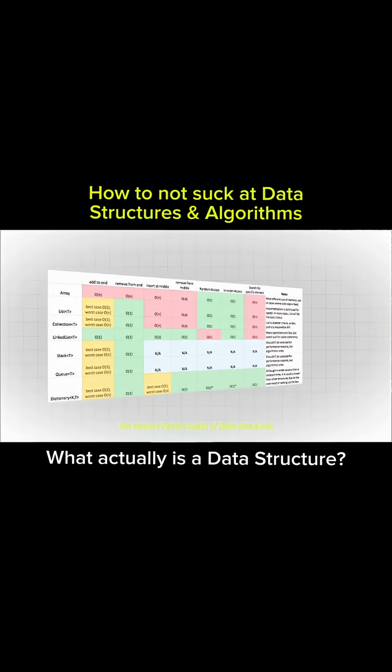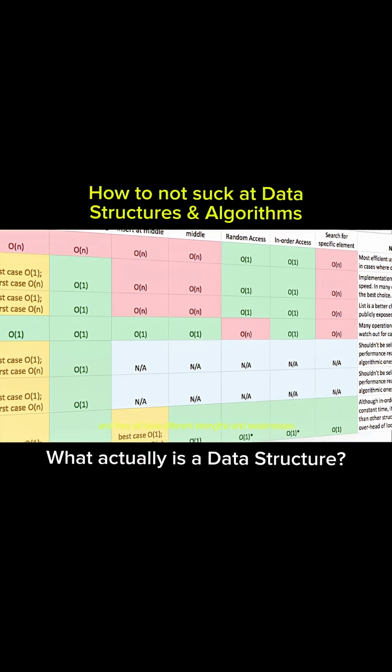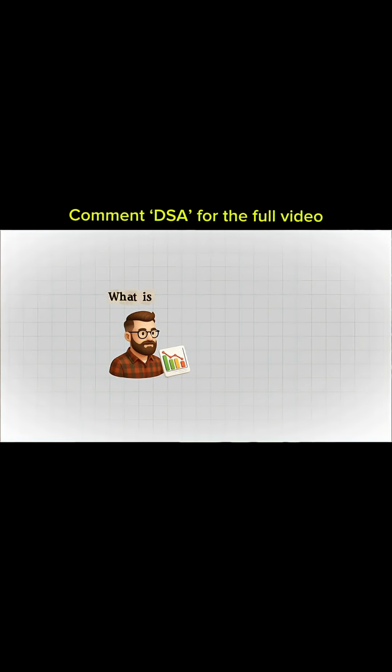The reason there's loads of data structures is because there's no perfect one, and they all have different strengths and weaknesses dependent on what you want to do. As a computer science student or as a programmer, you're given some data and you're told what we need to do with the data. You can look at it and say, okay, we're going to use this data structure, and you understand the strengths and weaknesses of each one.